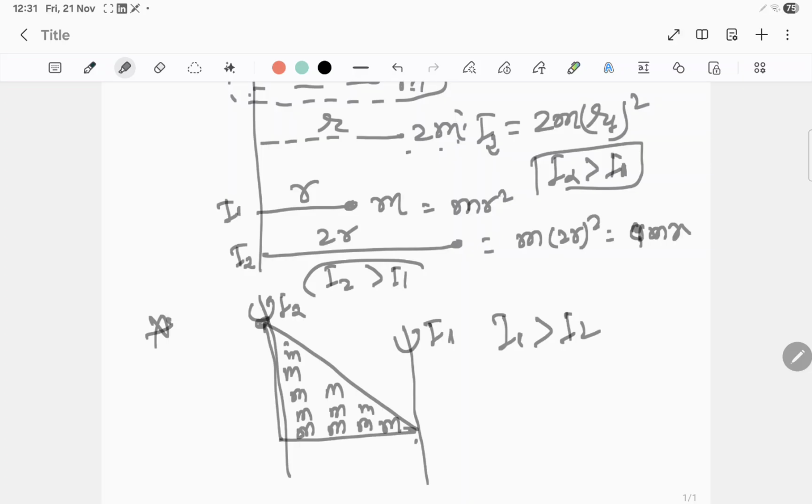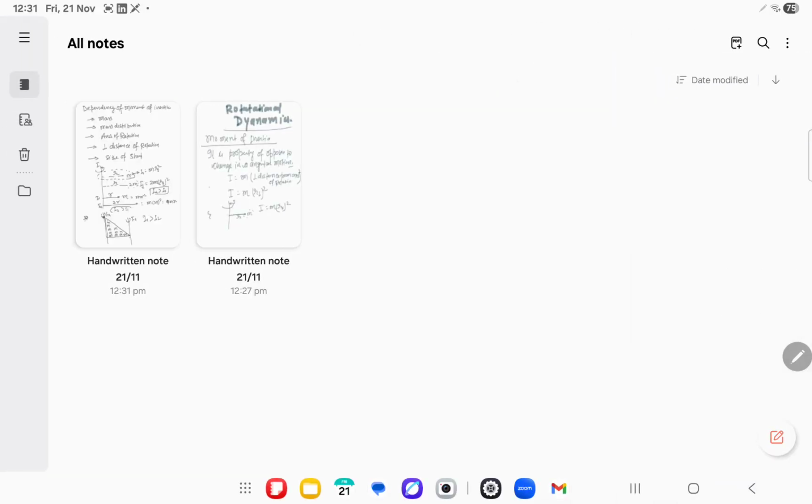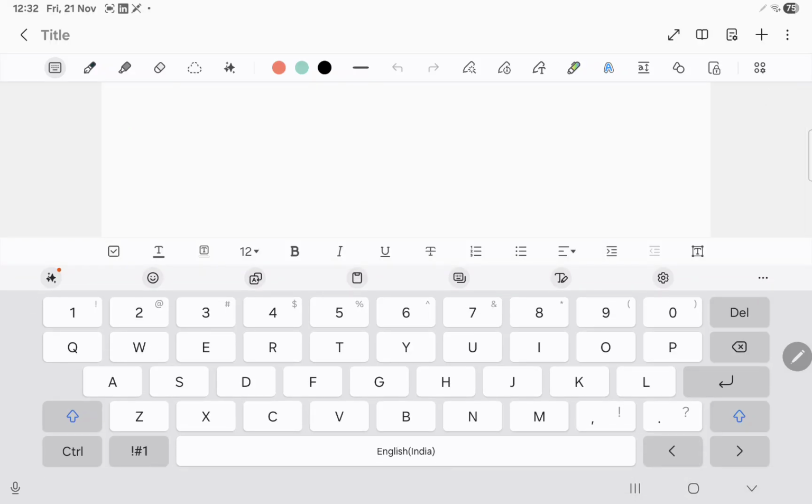So I think it is clear about everything. Now one last example: moment of inertia depends on mass distribution. How it depends, we have discussed. So I think it is clear what moment of inertia is. Moment of inertia is a property in rigid body dynamics. Just like in linear motion there is inertia, the same thing comes in rigid mechanics as the moment of inertia.